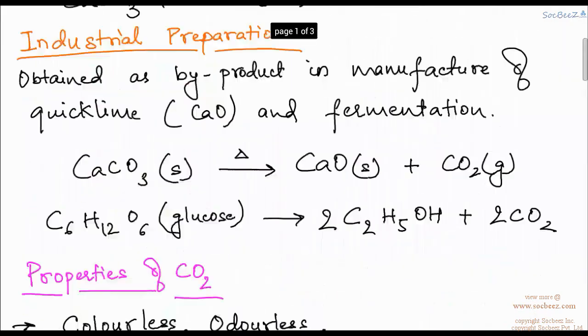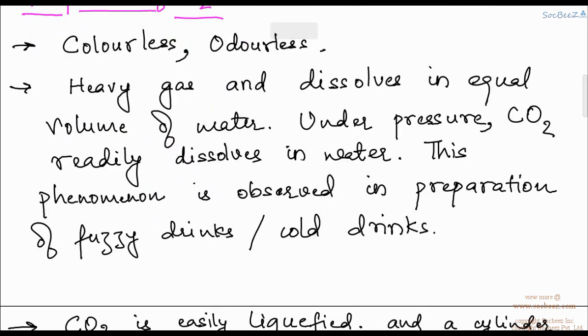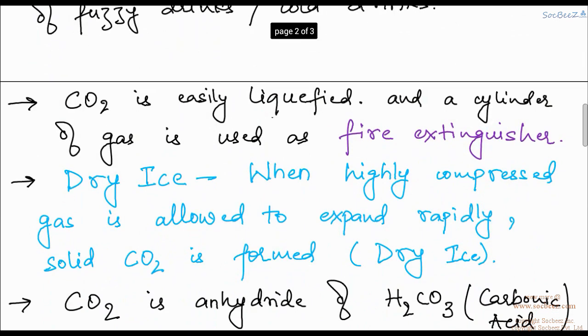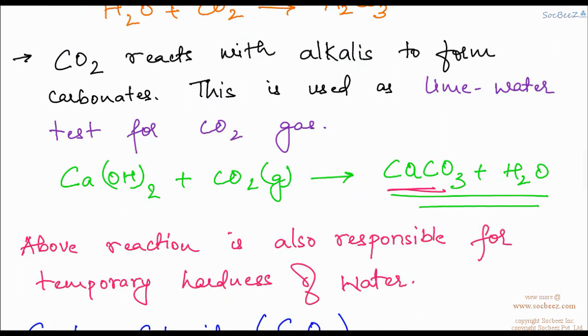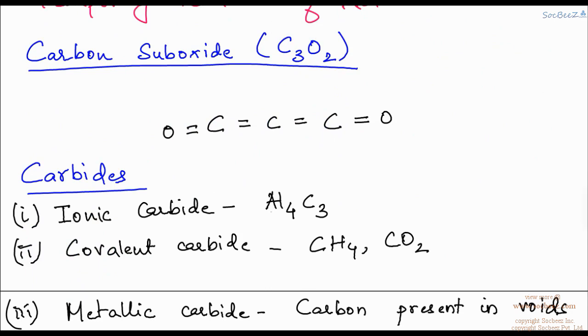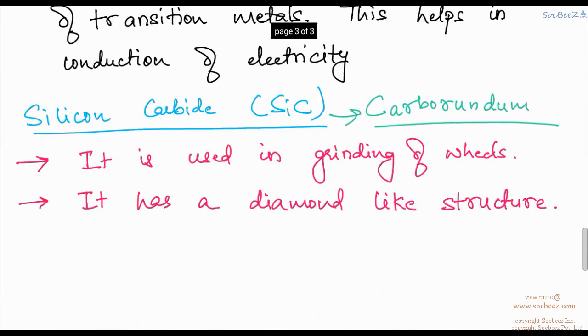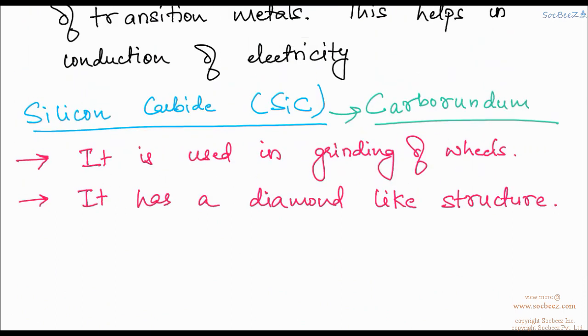So what did we see in this video? We first saw the laboratory preparation and the industrial preparation of carbon dioxide. Then we saw some properties and its applications, that it is used in preparation of fizzy drinks and as a fire extinguisher. We studied dry ice, what it is. We saw how we test for carbon dioxide. And we saw some small compounds of carbon like carbon suboxide, carbides and silicon carbide and its use. So that's all regarding carbon. In the next video I will be beginning with silicon and its compounds.